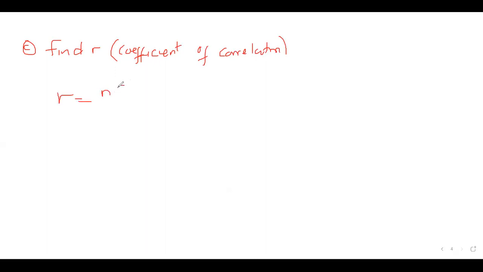Then part C, they ask you to find R. R is called the coefficient of correlation. It tells you whether the relationship is positive or negative. Coefficient of correlation can either be positive or negative. The formula is the longest, but since you're given formulas, I'd also love that you know it.